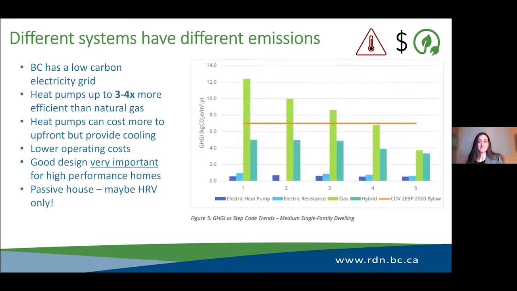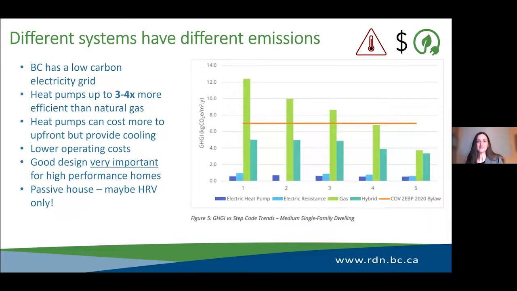Different heating systems have different impacts and efficiencies. You can see from the graph on the right that electric heat pumps in dark blue produce very few emissions. Emissions are on the y-axis here. And this is looking at emissions generated by different houses built, or the same house type built to different levels of the step code using different heating systems. So this bar here, the dark blue bar, is the electric heat pump.